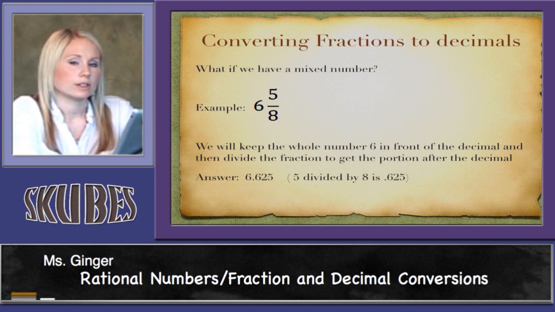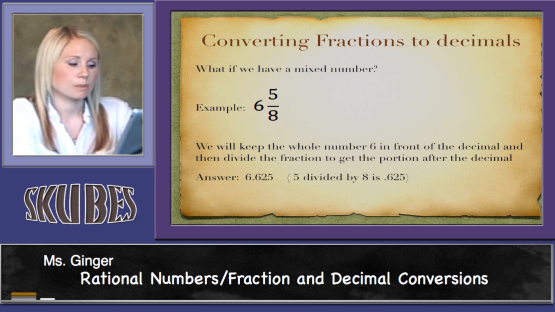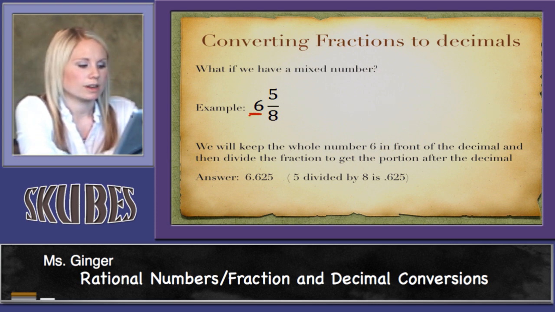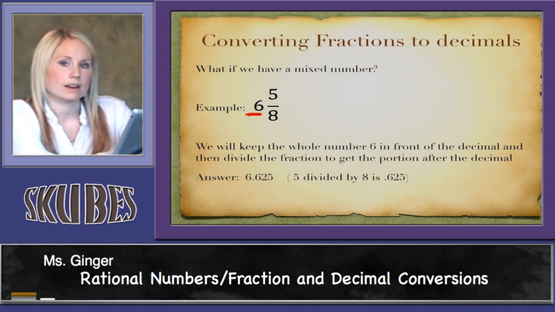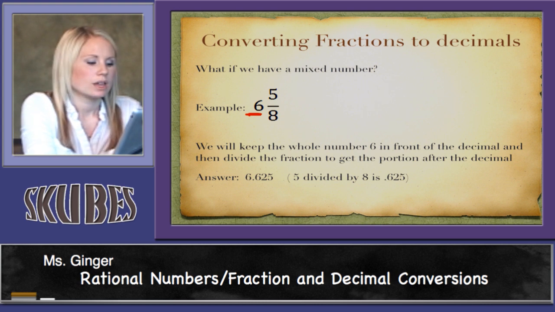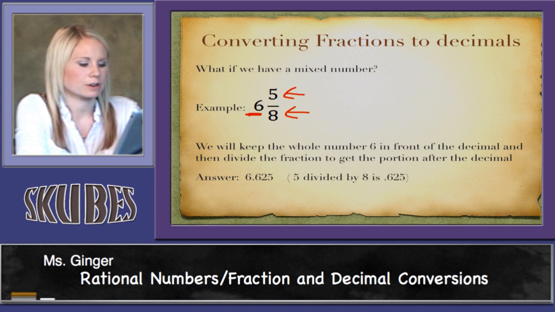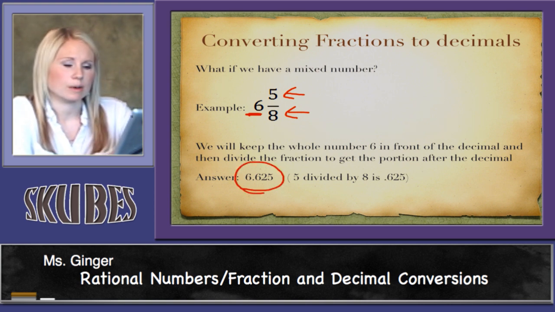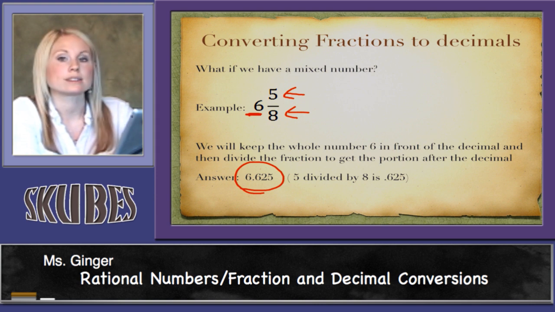What if we need to convert a mixed number, which is a whole number and a fraction? Well, remember when we had that situation in the earlier example, we kept that whole number out front, and that's what we're going to do here. We're going to keep that number in the front, and then we'll divide our fraction portion, top divided by bottom, just like before. So we need to take 5 divided by 8 to get our decimal portion here. And we will have 0.625 for that portion. So our final answer is 6.625.